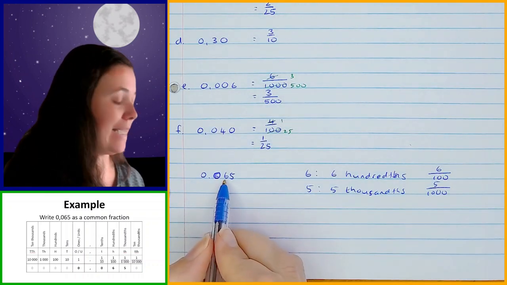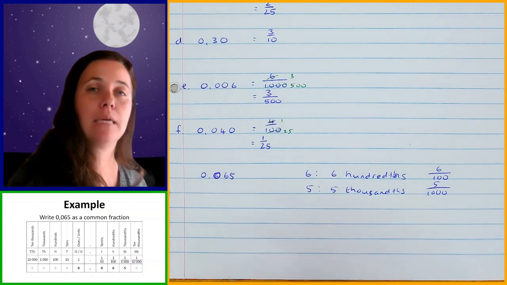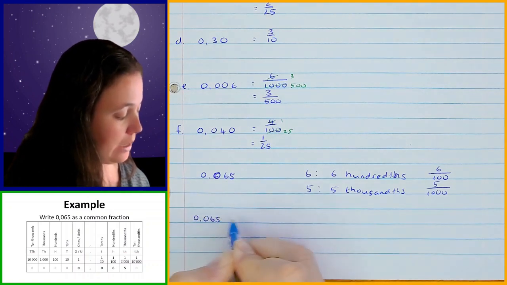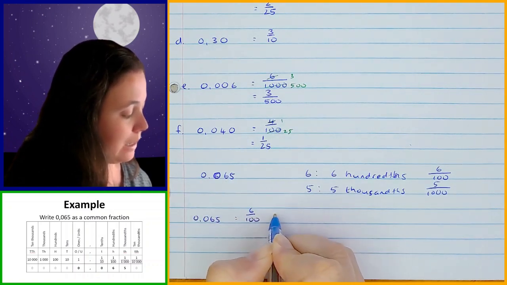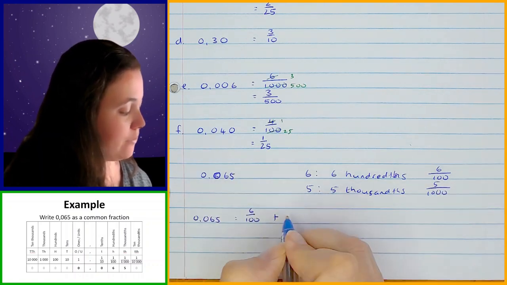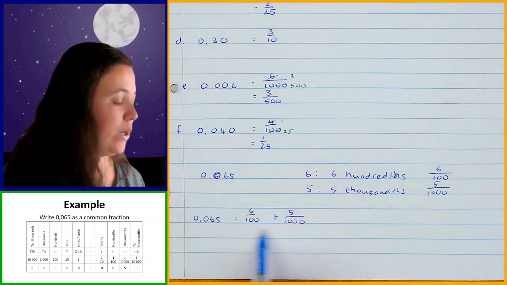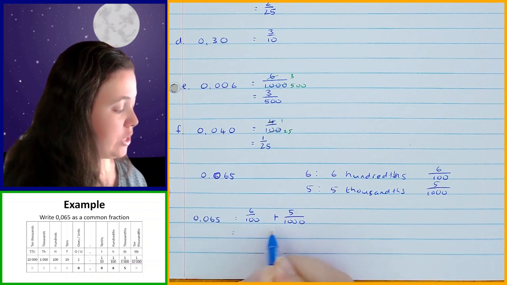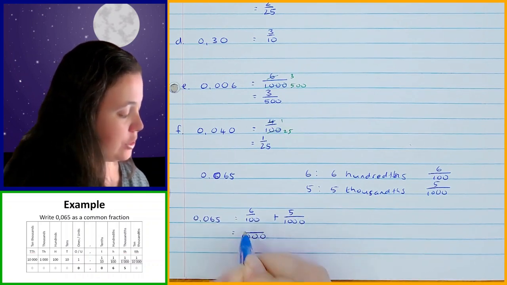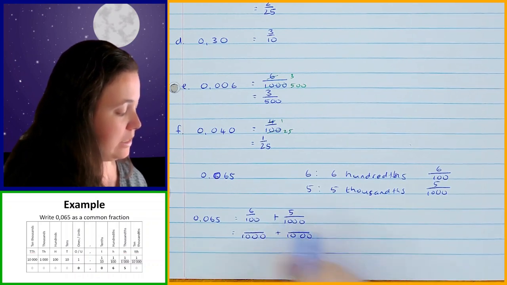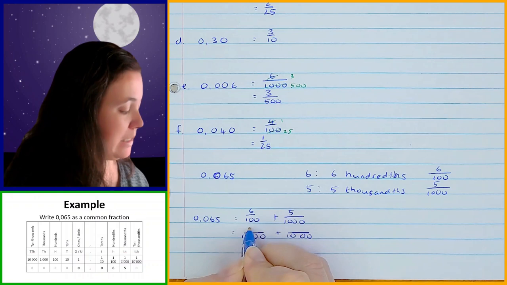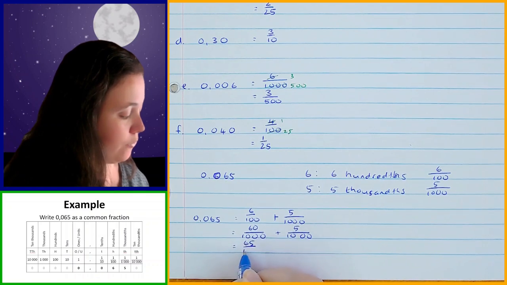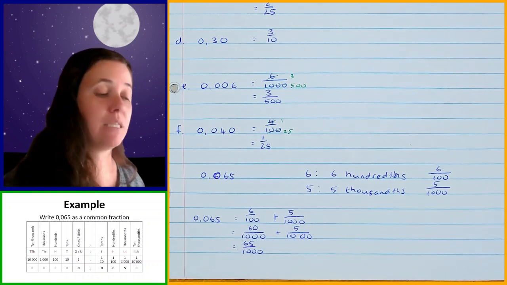So the long way is to take each of the digits and say it's that plus that plus that. So I'm going to say the 6 is 6 hundredths. So 0.065 is 6 hundredths plus the value of the 5, which is 5 thousandths. Now we know how to simplify this because we've done addition of common fractions. I need to find my LCD, which is going to be 1,000. So this is going to be something over 1,000 plus something over 1,000. I multiply the top by 10. That is 60 plus 5, because it was already over 1,000. That gives me 65 over 1,000, which I can then simplify.